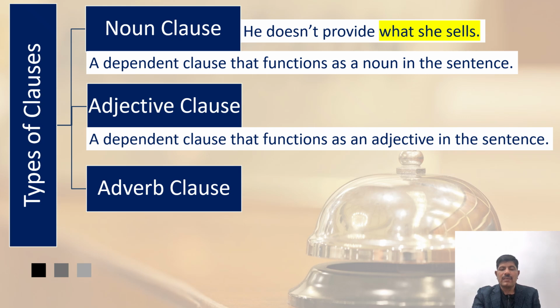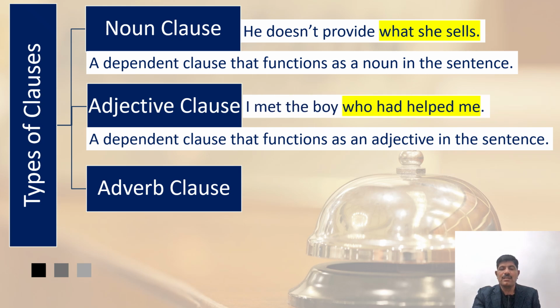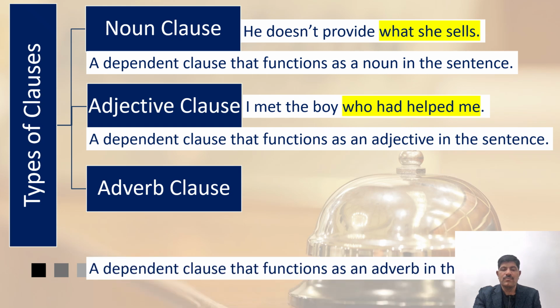Any subordinate clause that functions as an adjective in the sentence is an adjective clause. For example, I met a boy who had helped me. In this sentence, who had helped me defines or modifies the noun boy. That is why it is functioning as an adjective clause in the sentence.